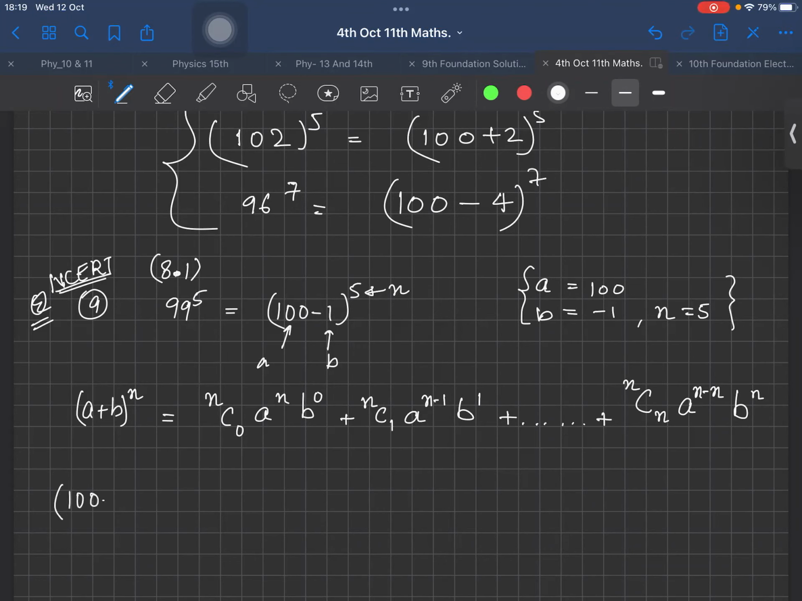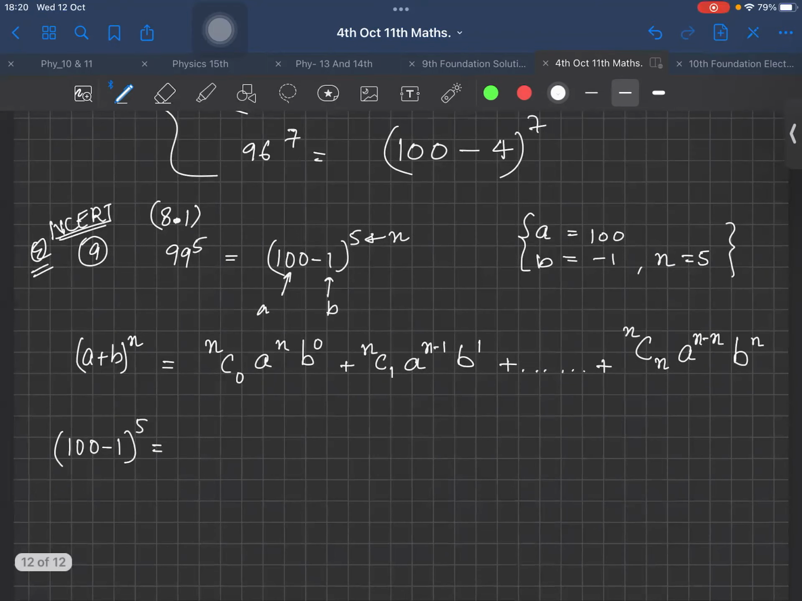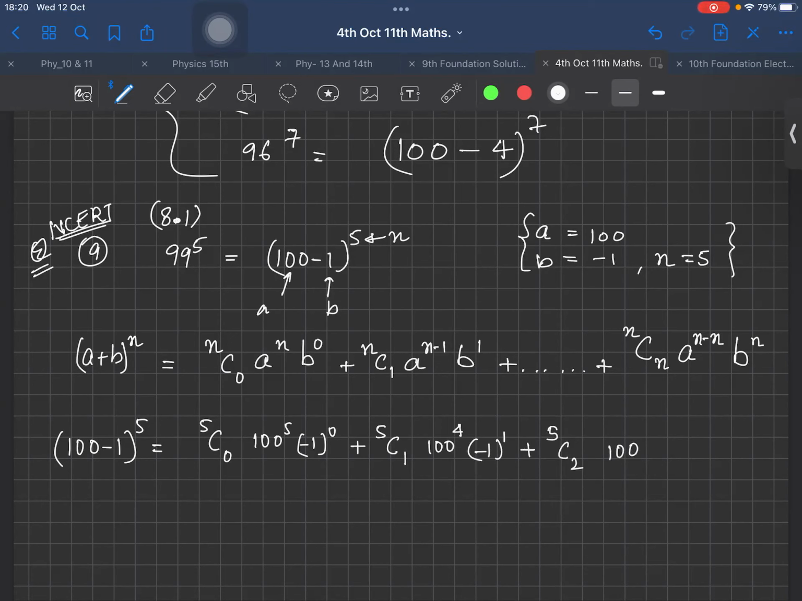Now here we have (100 - 1) to the power of 5. So we can write this as, I hope everyone is done. Yeah, so I will write 5C0 because n is 5: 5C0 (100)^5 (-1)^0 plus 5C1, a is how much? 100^4 (-1)^1, plus 5C2 (100)^3 (-1)^2, plus 5C3 (100)^2 (-1)^3, plus 5C4 (100)^1 (-1)^4, plus 5C5 (100)^0 (-1)^5.